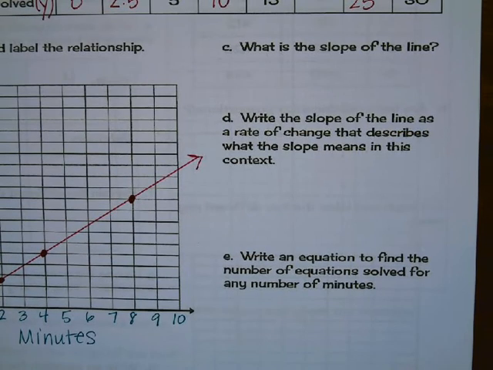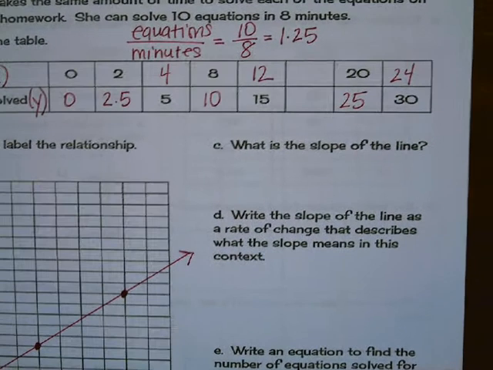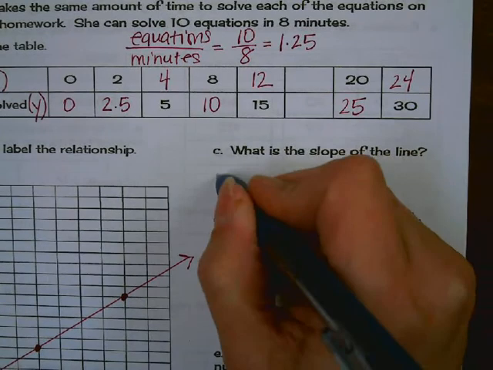Part C says, what is the slope of the line? Remember, slope has to be a fraction or a whole number. It cannot be that decimal, that 1.25. We know that's our rate of change. She can complete 1 1/4 equations in 1 minute. However, I need to come up with my slope, and my slope has to be a fraction or a whole number.